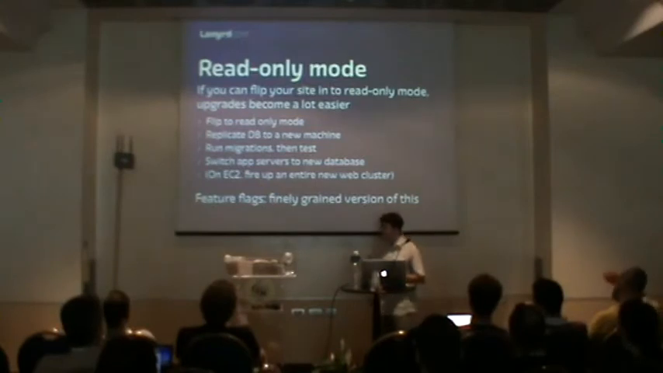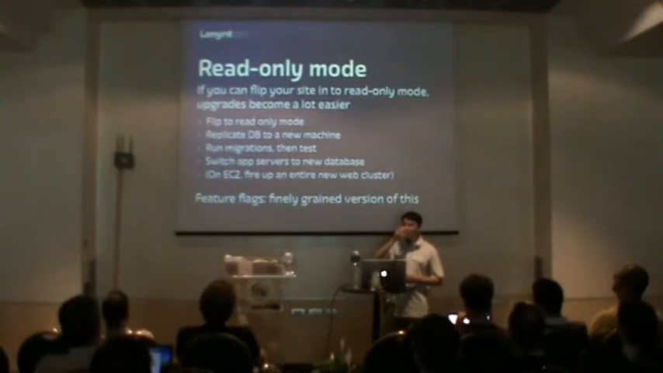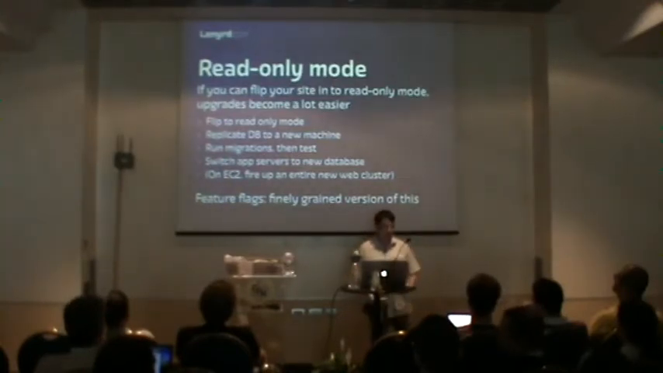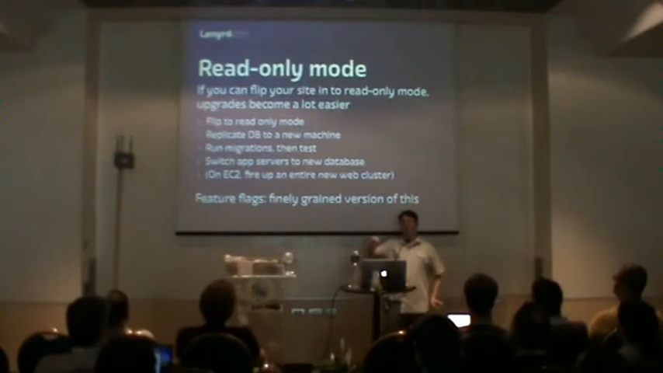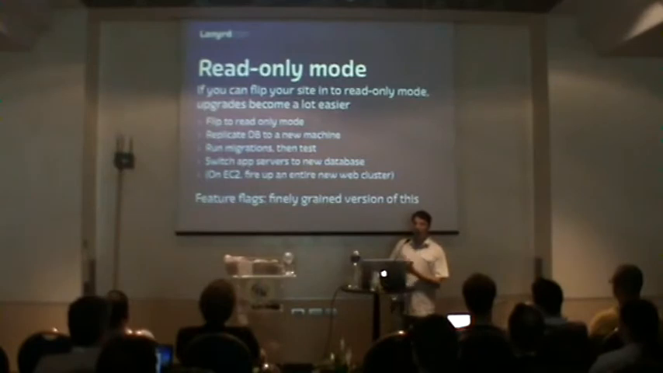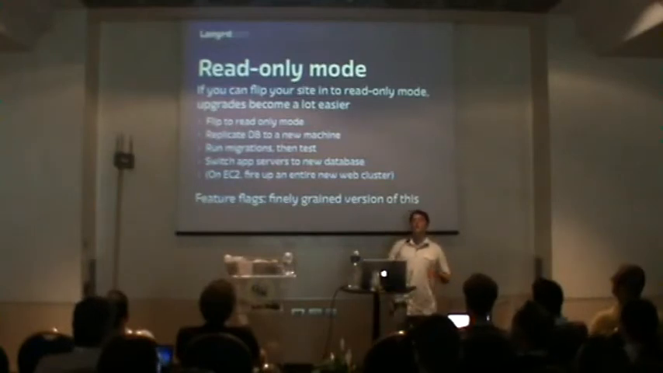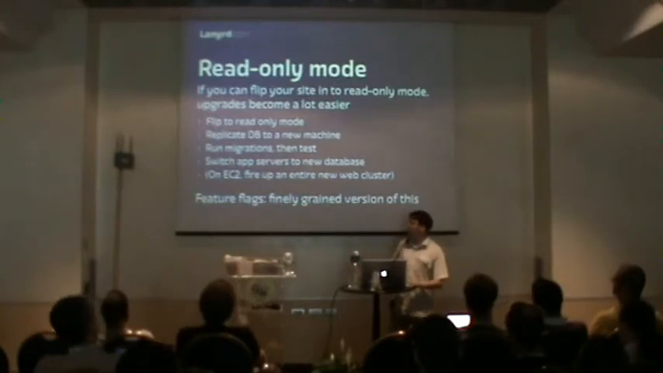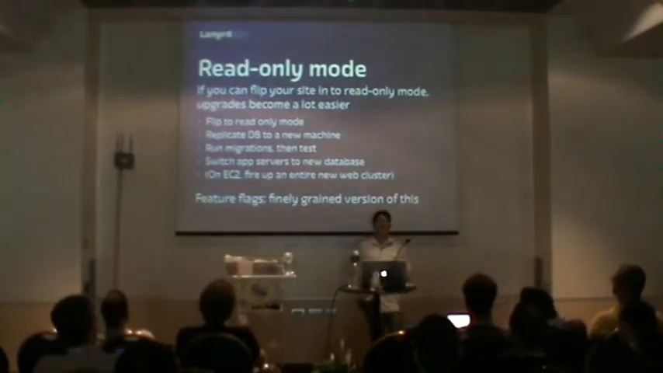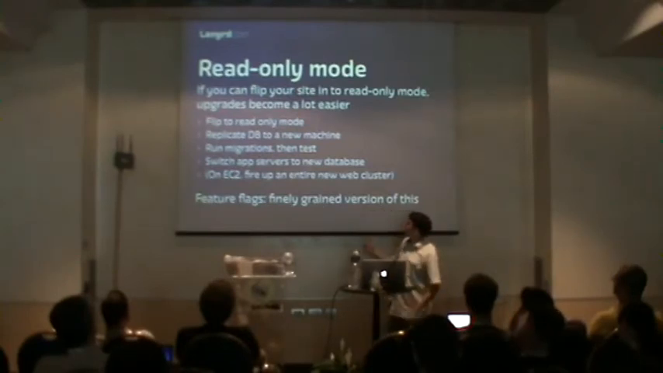But the really powerful technique here is having a read-only mode for your application. If you have the ability, either by deploying a new settings.py or by flipping a setting in Redis or something, to flip your entire site into read-only mode, a whole bunch of problems relating to upgrades become a lot easier. So this isn't zero downtime. We're accepting the fact that for a few minutes, people won't be able to update their blogs or add new data to the site or maybe even log in. But the content on the site is still going to be visible to people. And so if you've got this, there's a whole bunch of useful tricks you can use.